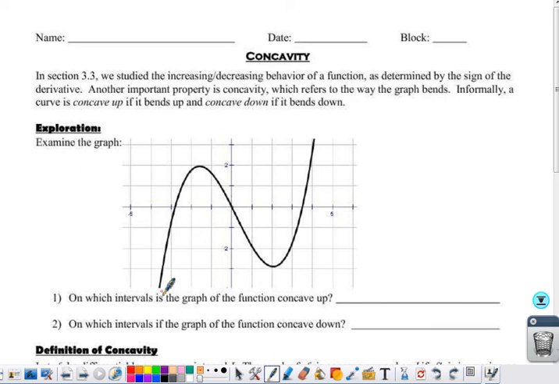So in the first question, we want to know on which intervals is the graph of the function concave up. So concave up is how you want the curve to bend up. So if you want to remember concave up, it looks like a cup. So it'll go like that. And concave down looks like a frown.